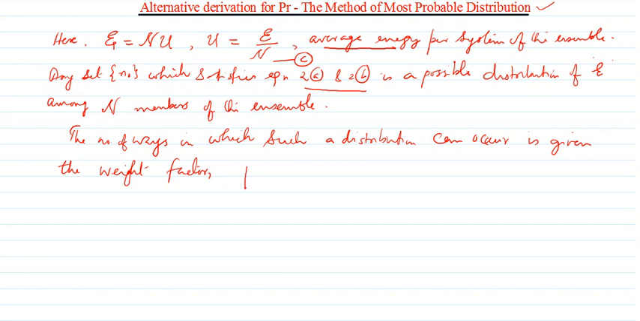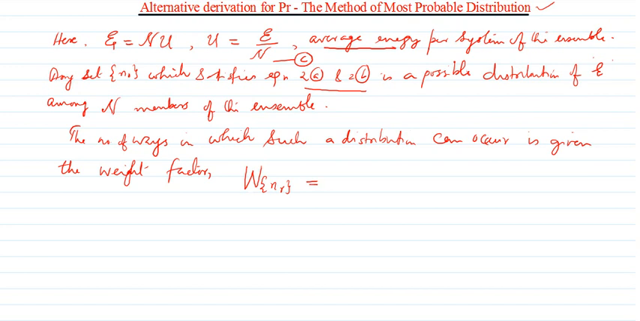See, W corresponding to a particular set NR. So we are writing it as W of NR. It's not W into NR. Remember, this NR is written as a subscript. So it is just W corresponding to a given set of NR.